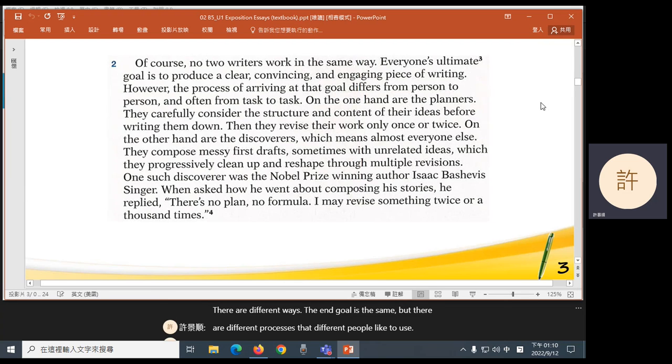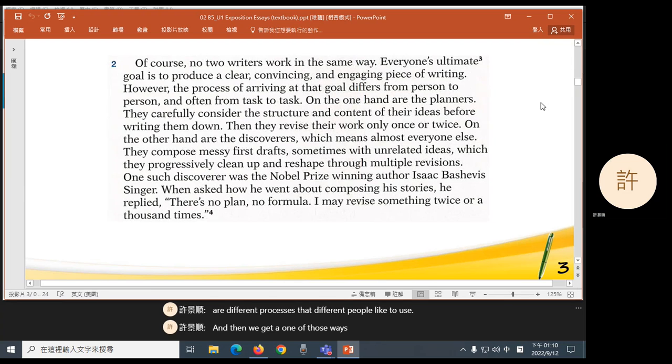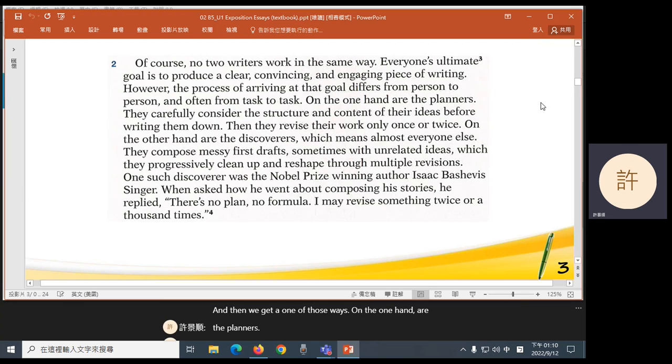And then we get one of those ways. "On the one hand are the planners. They carefully consider the structure and content of their ideas before writing them down. Then they revise their work only once or twice." So as the name says, planners think about their essay very carefully, and when they actually start to write, they are already well prepared.